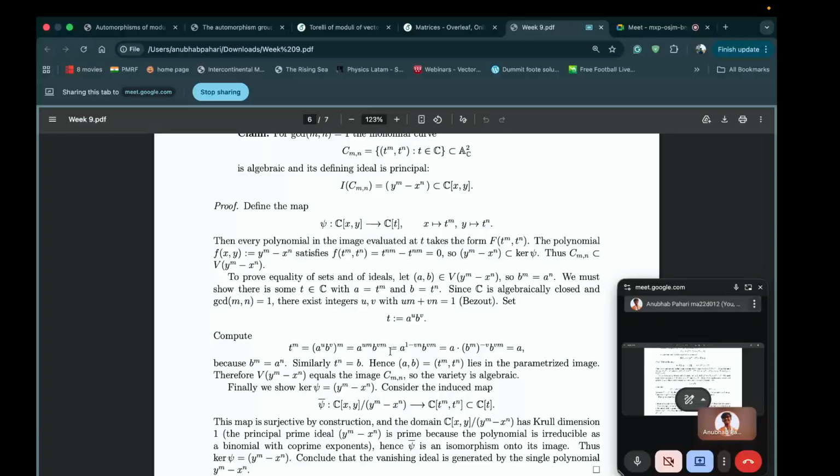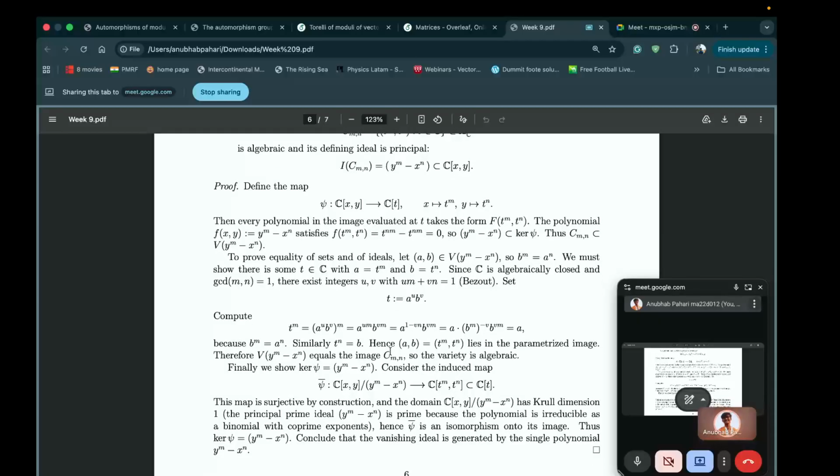To prove equality of sets and of ideals, let (a,b) belong to V of y to the power m minus x to the power n. So b to the power m equals a to the power n. We must show there is some t in C with a equals t to the power m and b equals t to the power n. Since C is algebraically closed and GCD of m, n is 1, there exist integers u, v with um plus vn equals 1, and set t equals a to the power u times b to the power v.